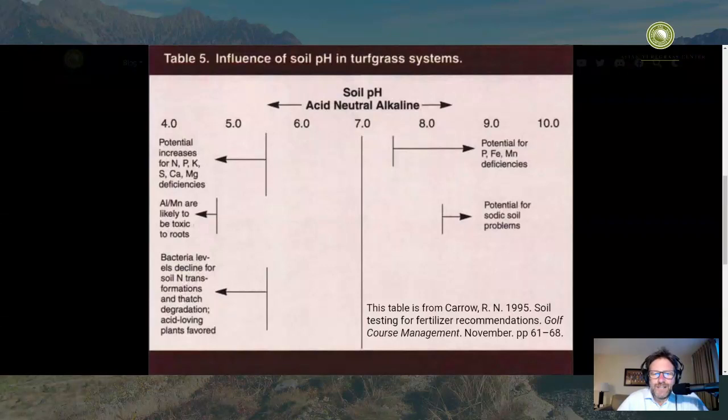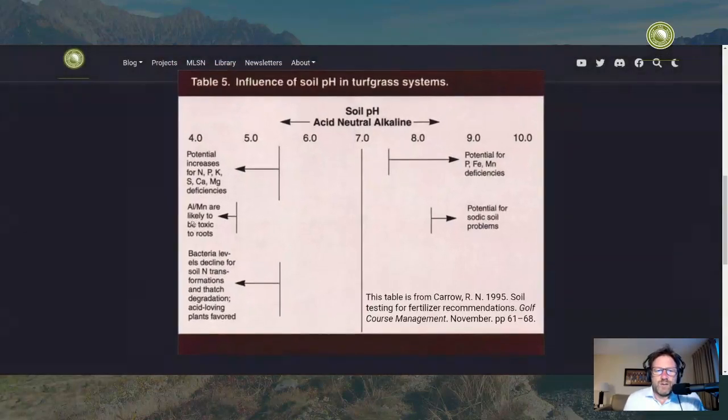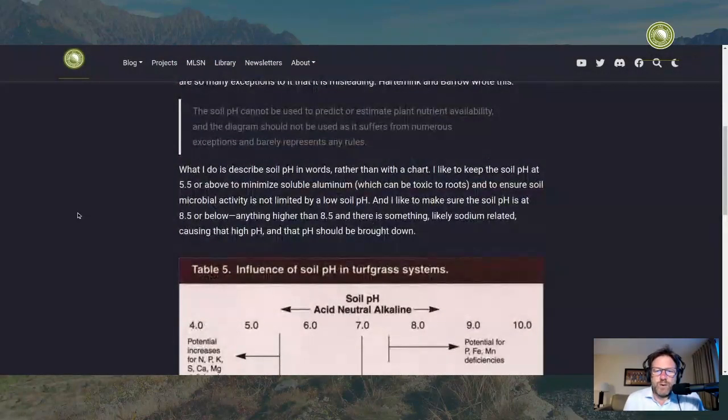And I looked at it, and it doesn't have those bars. It doesn't list every element from top to bottom. And I thought, this is a chart that I like. In fact, it's only got 5 things. And it was the same thing that I had told Doug about how I think of soil pH. What I had told Doug is I prefer to just describe soil pH in words rather than with a chart.